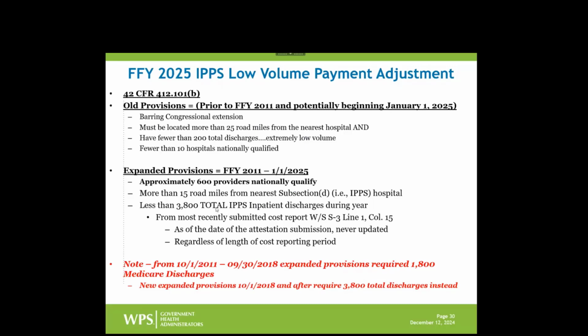By the way, when I say IPPS here, again, I'm not talking Medicare. These are total discharges. IPPS inpatient is just basically showing you they're the type of discharge that would normally be paid under the Medicare IPPS system. So that type of discharge. Specifically, it's on S-3, line 1, column 15, based on the most recent cost report that was submitted by the time you made your attestation submission.